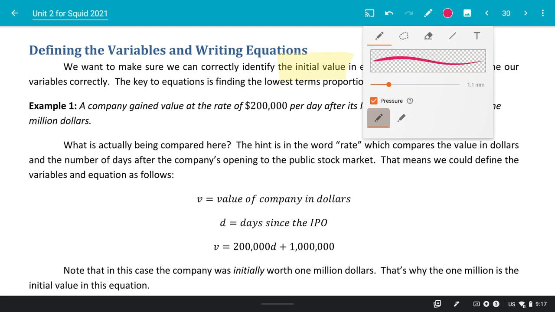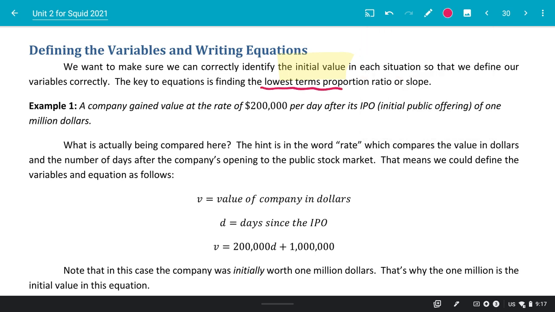How many people have a problem with that phrase right there? I don't know what that means. I better ask Coach when we go back to class. I'm not exactly sure what that means.